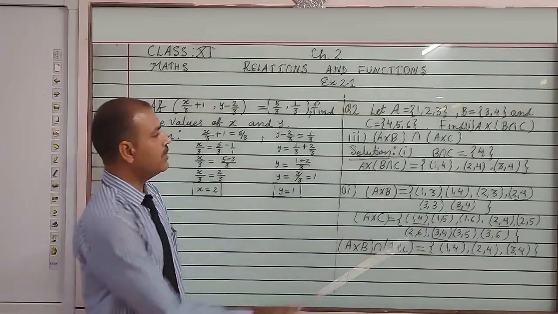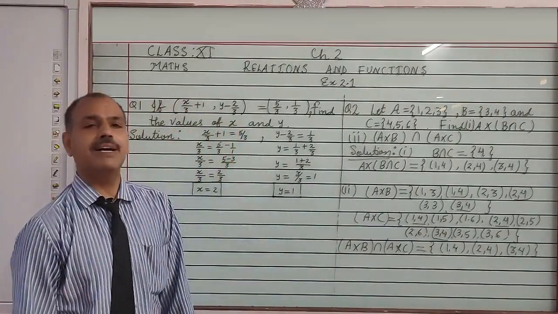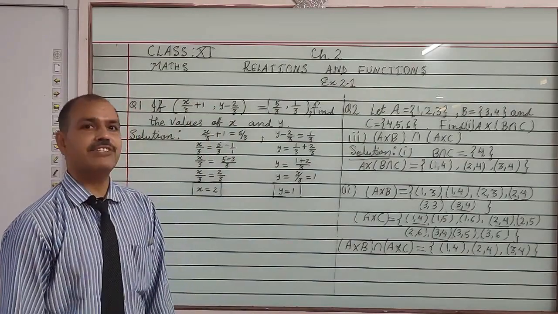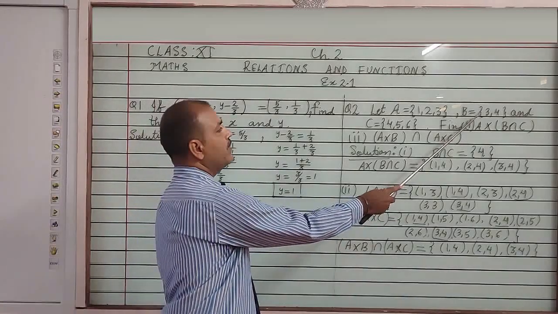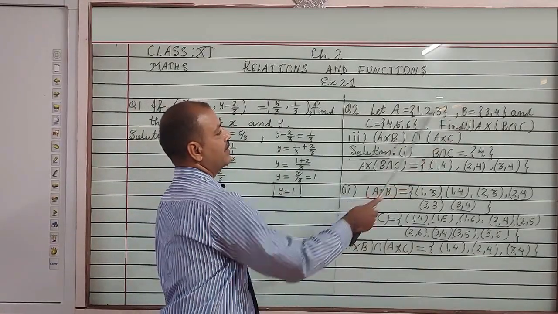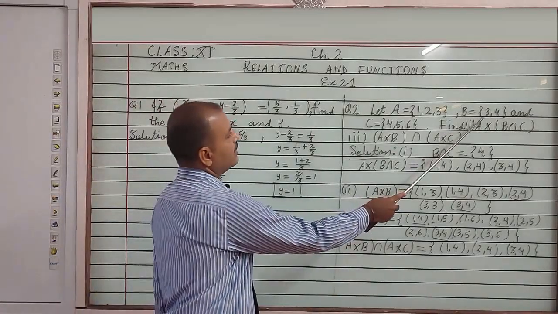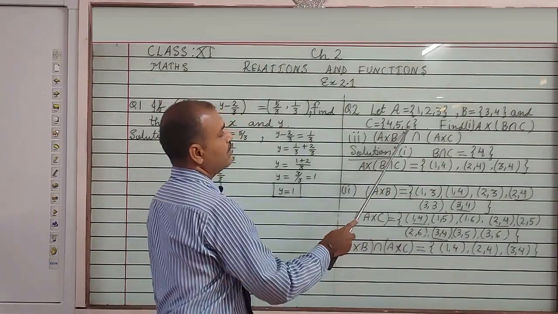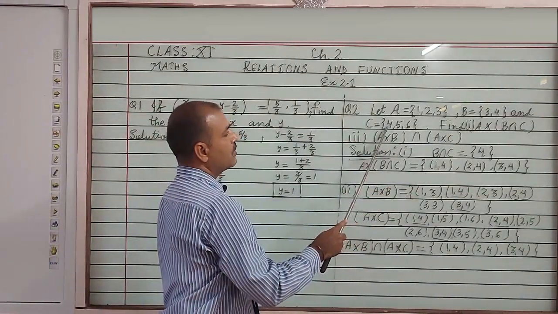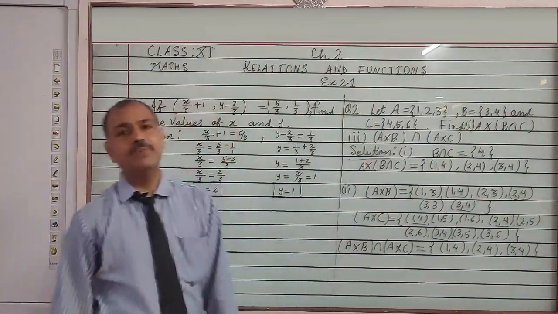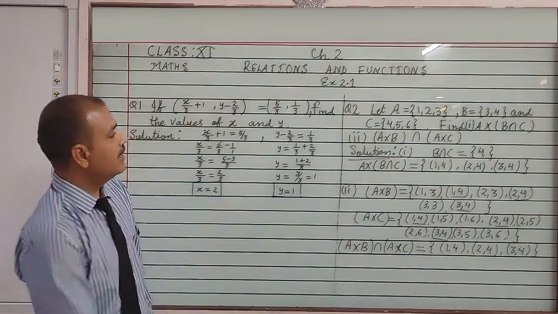Solution. First part, B intersection C. What do you mean by intersection? Intersection means common. Here, what is the common element between B and C? Look here, {3, 4} and {4, 5, 6}. So the common number is 4. Therefore, B ∩ C is equal to {4}.